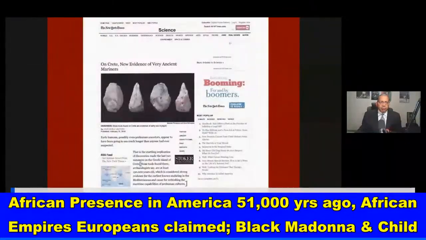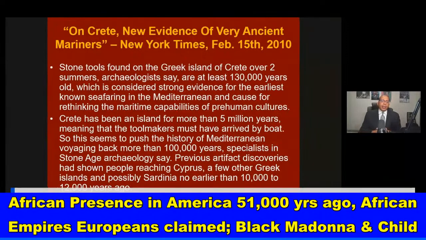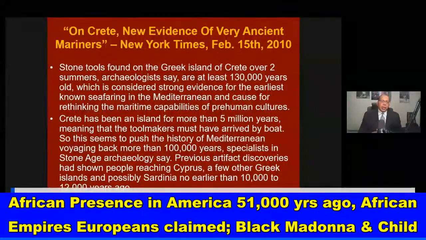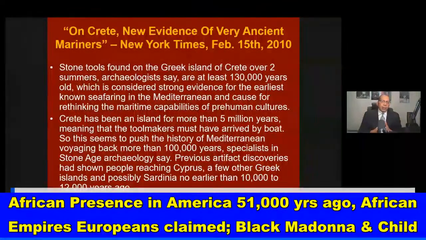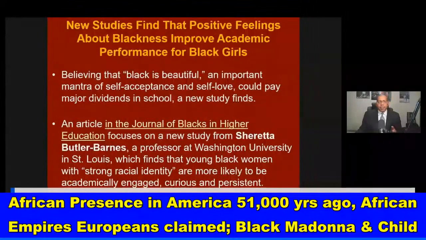This article from February 2010, New York Times, on Crete, new evidence of very ancient mariners. It talks about how stone tools were found on the Greek island of Crete over the course of 2 summers, and these stone tools date back 130,000 years ago, which pushes maritime sailing in the Mediterranean back thousands of years. It causes them to have to rethink everything, push the timeline back. The deeper they dig, the blacker the planet gets, the more research they do, the older we get.